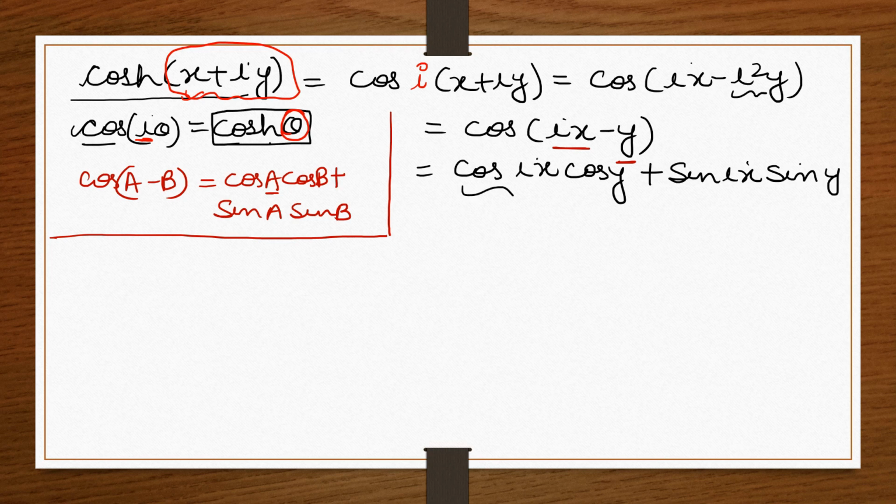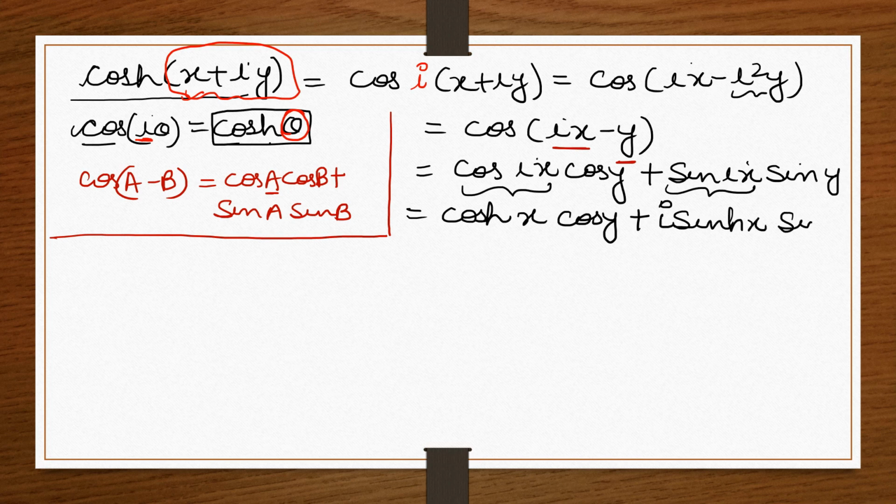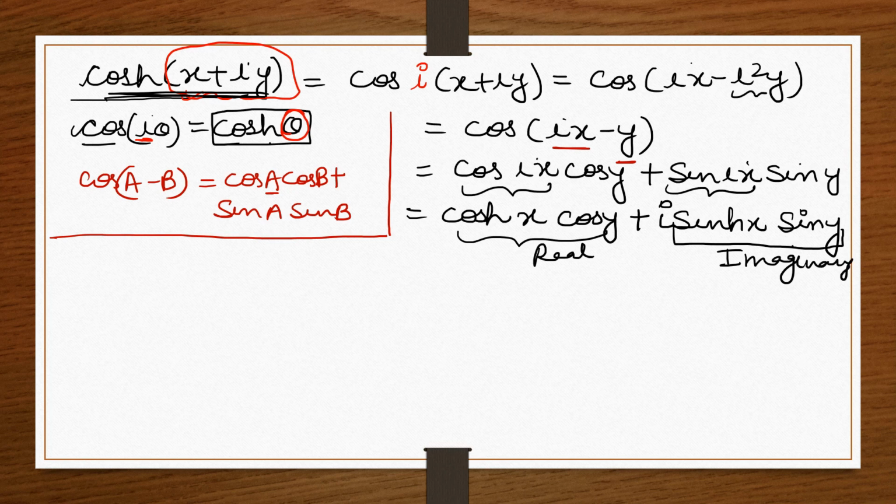Now see, what is cos iota x? We have already done this. This will be cos hyperbolic x, right? And cos y will be as such. Plus, now this will be sin hyperbolic x along with iota, and this is sin y. So what is the real part of this? What is the real part of cos hyperbolic x plus iota y? This is the real part. And what is the imaginary part? This is the imaginary part.